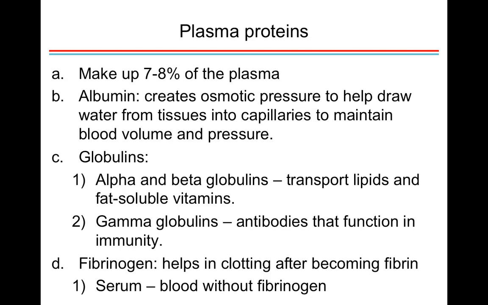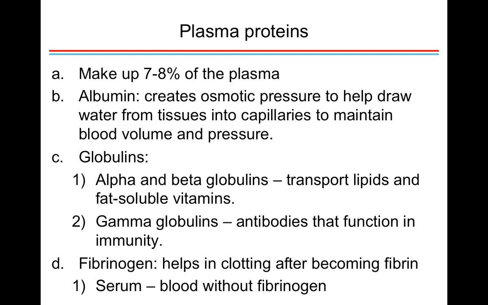So plasma proteins make up about 7 to 8% of the volume of plasma. These include albumin. Albumin plays a key role in creating osmotic pressure to help draw water from tissues into capillaries. And this is really important for maintaining the proper blood volume and blood pressure. We'll be talking more about this in the future.